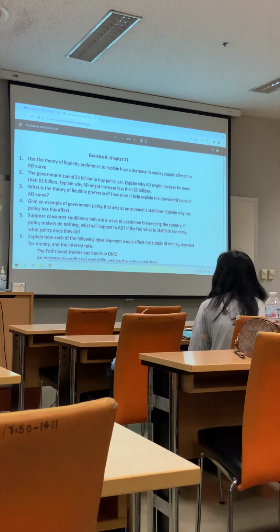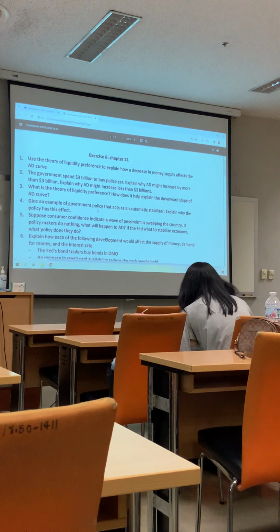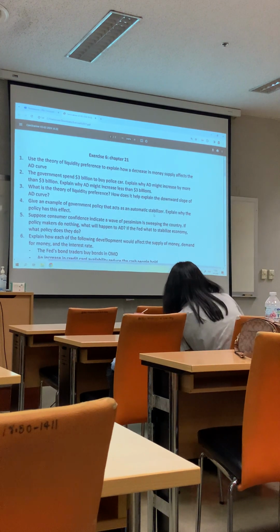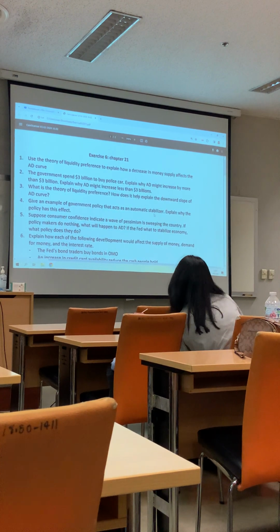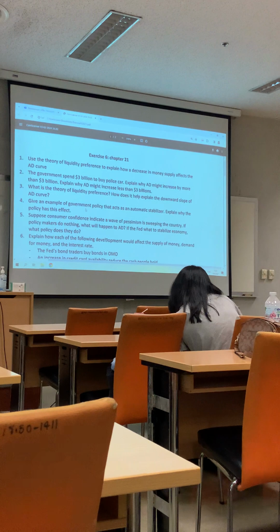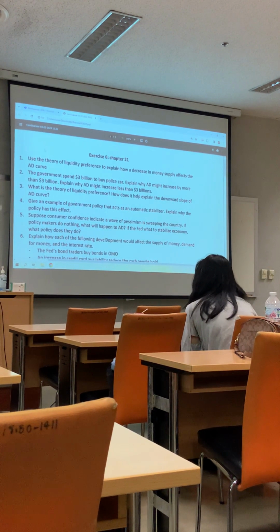Okay, this one, number 4: give an example of government policy that acts as an automatic stabilizer. In fact, this one you don't need to do anything. This one we just learned. We have the tax systems and government subsidies like unemployment insurance. Explain why the policy has these effects. I already explained it to you, so you don't need to do anything. Okay, I go back to number 1.